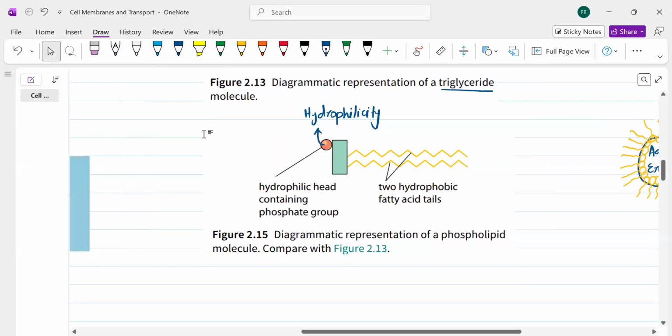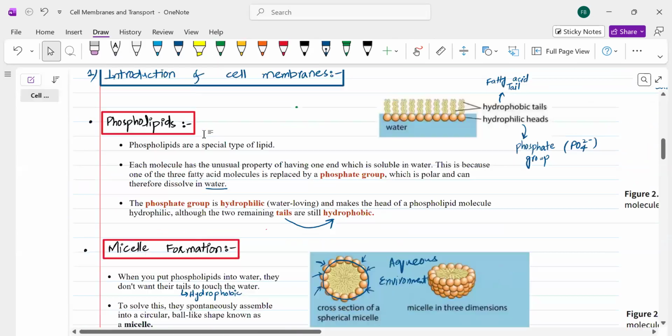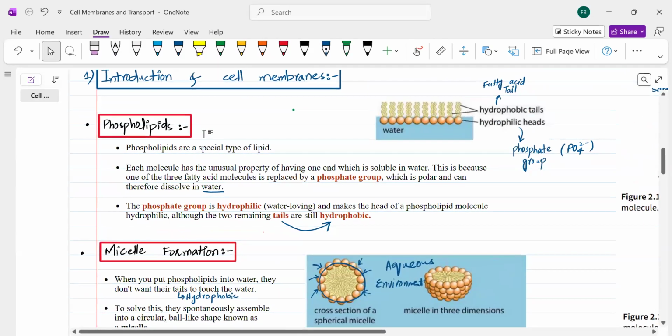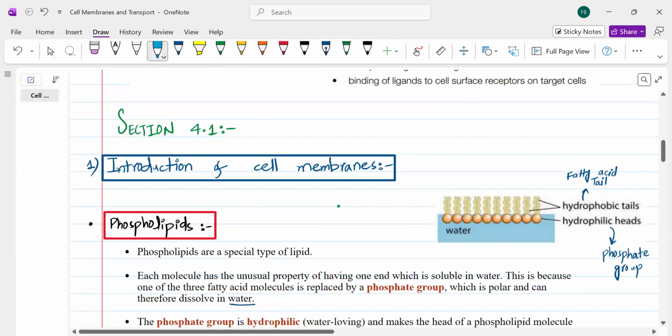Okay, now, are you clear with these two terminologies, the phospholipid and micelle formation? Okay, and we must discuss what the basic functions of the cell membrane are.